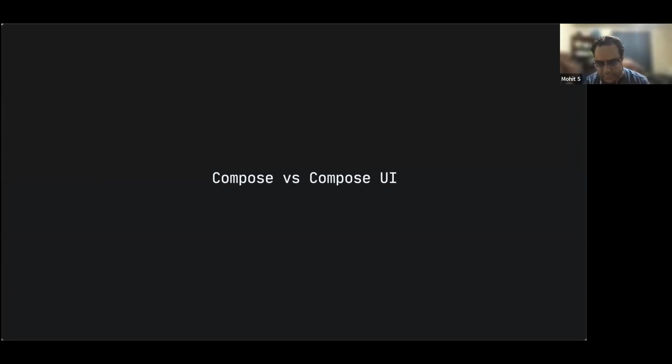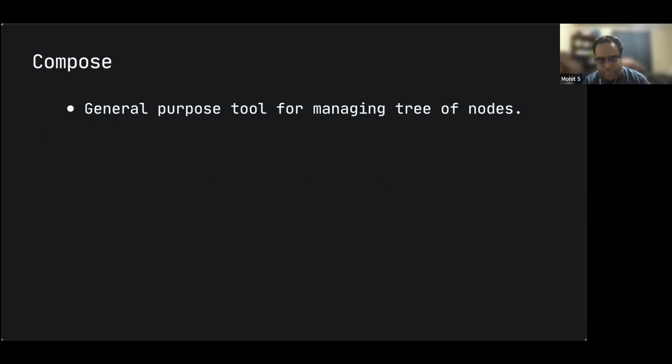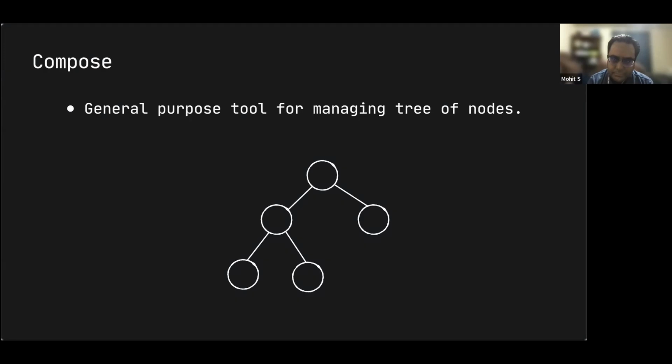And it follows up with the question, what is the difference between Compose and Compose UI? It might seem a bit confusing, like how could you use it to generate state flows? So there's a difference. Compose is the base Compose API, a compiler plugin. It's a general purpose tool for managing a tree of nodes. And in the Android case, when it's your UI, each node is a view or a view group, etc. So it's a general purpose tool that could be used for a lot more different things than just building a UI toolkit. The nodes in here could be anything.